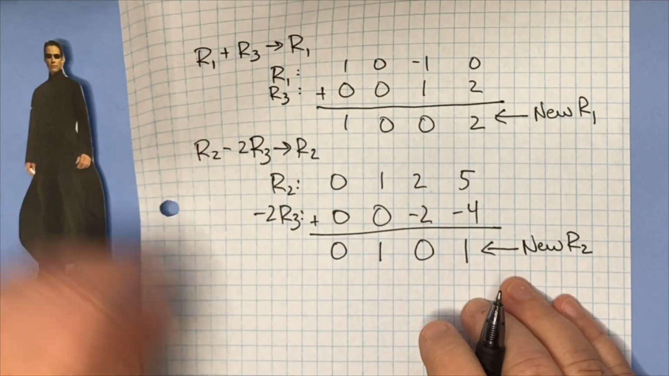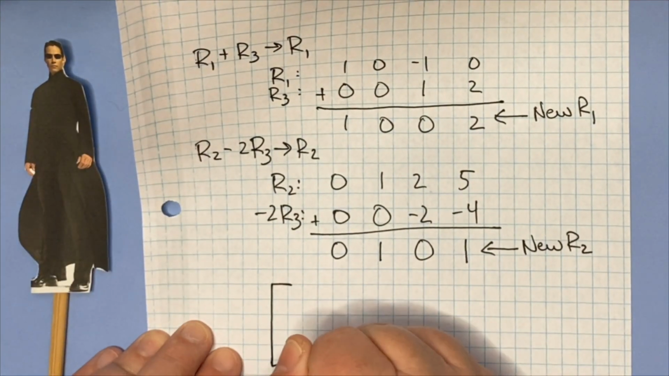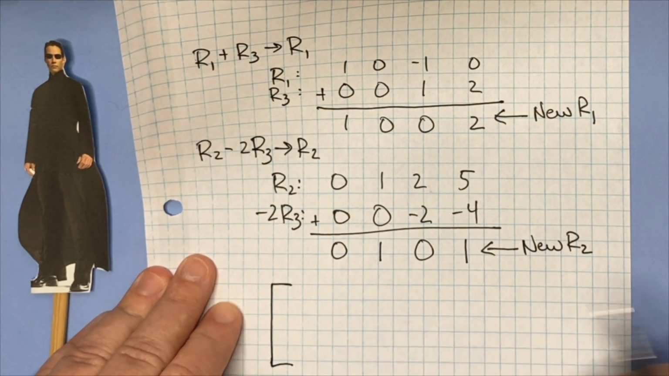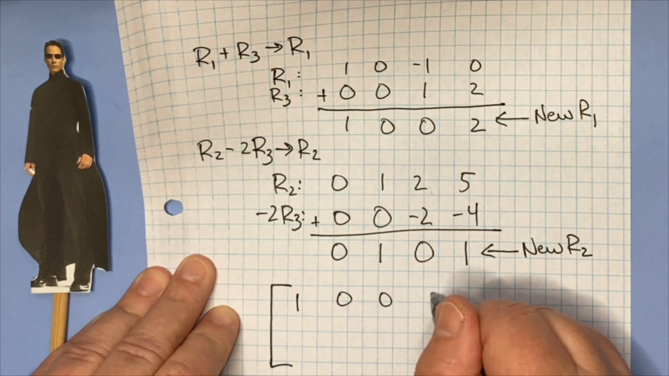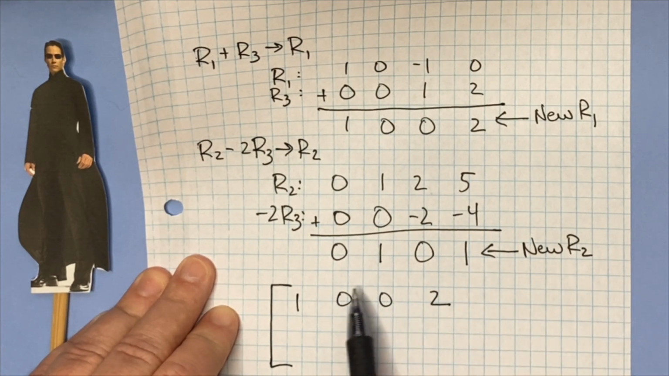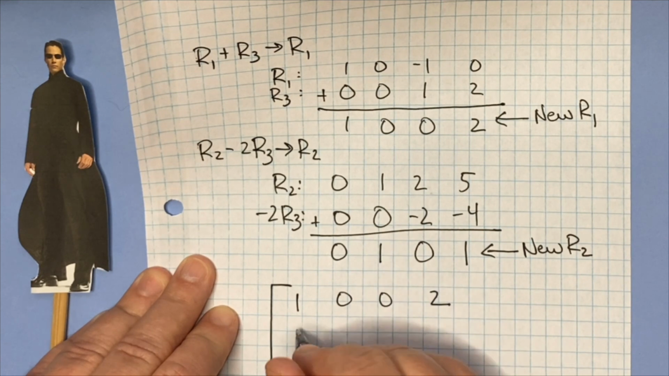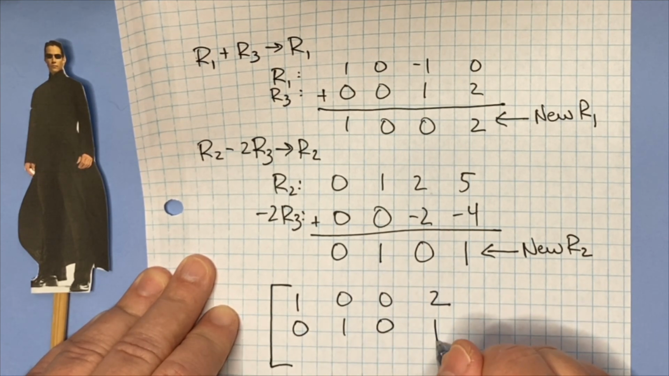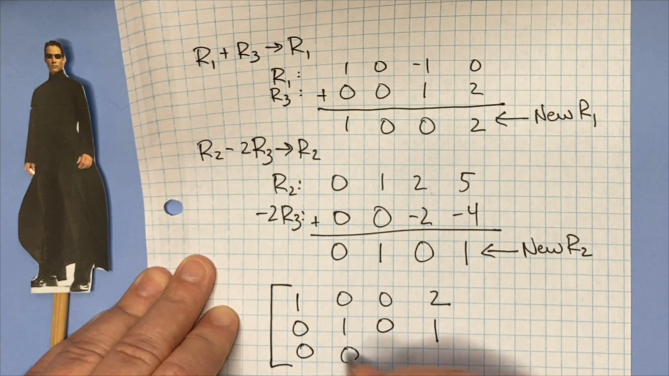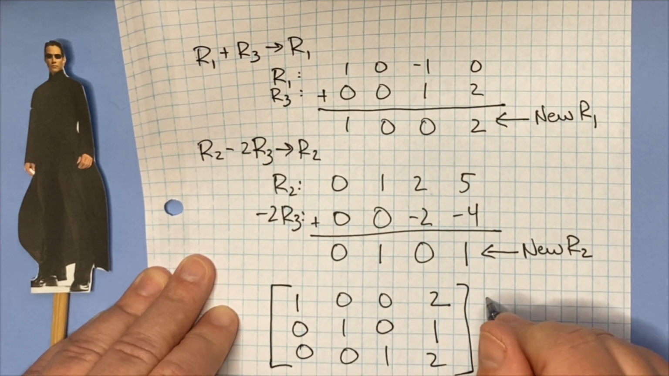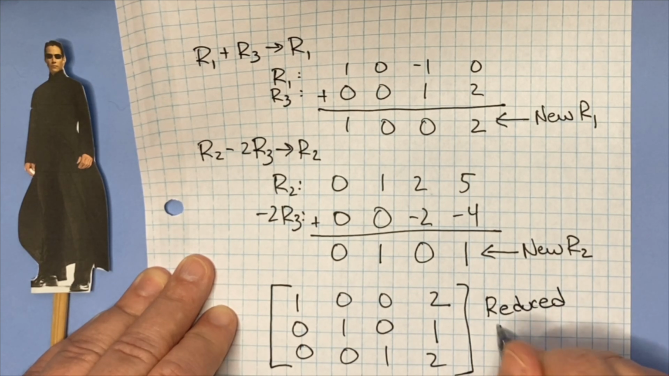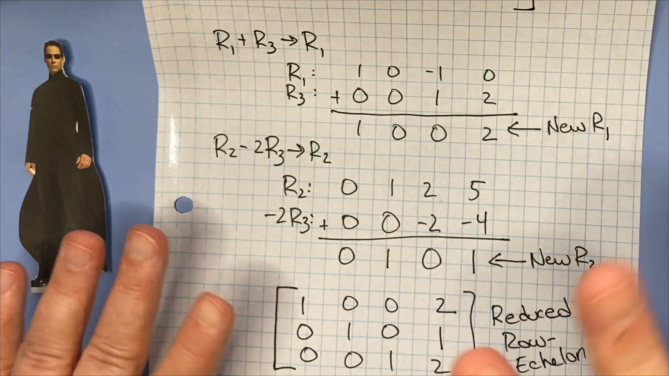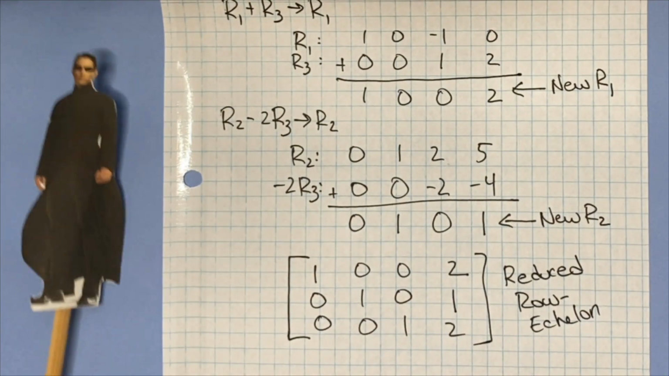So all together, my final, my beautiful, beautiful, beautiful matrix starts out with 1, 0, 0, 2. The next line was 0, 1, 0, 1. And the last line is 0, 0, 1, 2. This is reduced row echelon. Yay! Woohoo! Dance party!